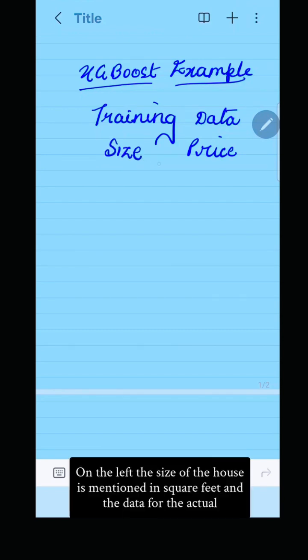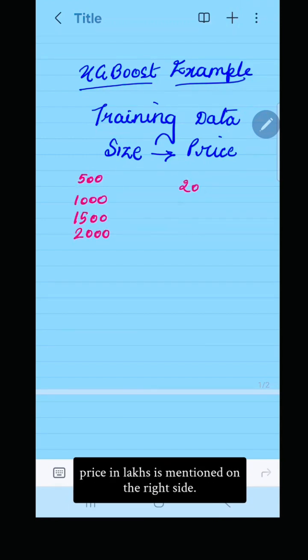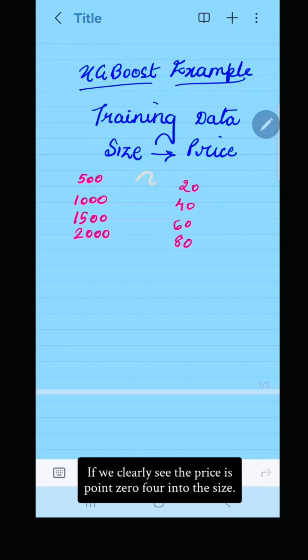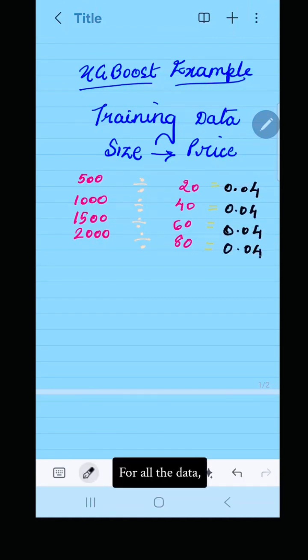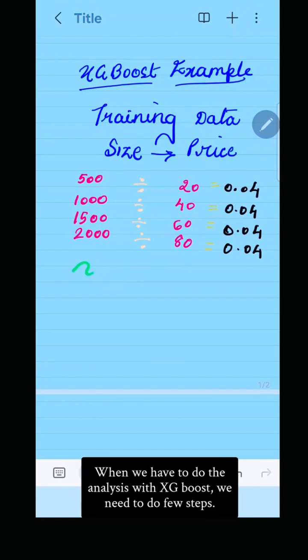On the left, the size of the house is mentioned in square feet and the data for the actual price in lakhs is mentioned on the right side. If we clearly see, the price is 0.04 into the size for all the data. When we have to do the analysis with XGBoost, we need to do a few steps.